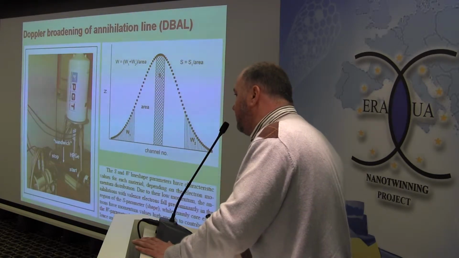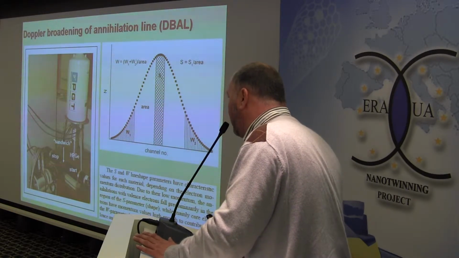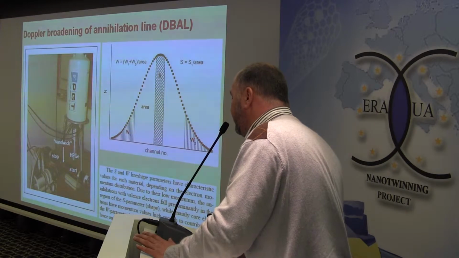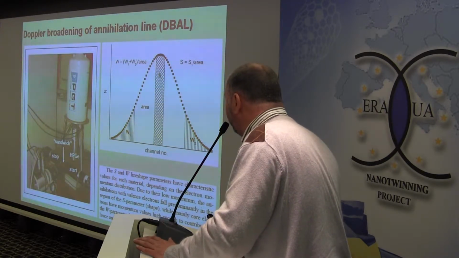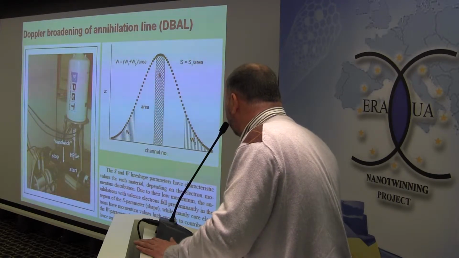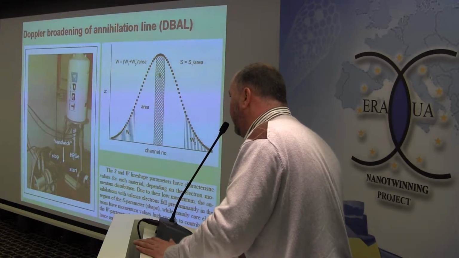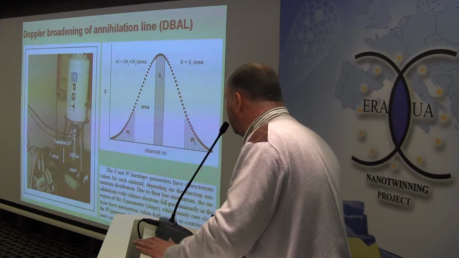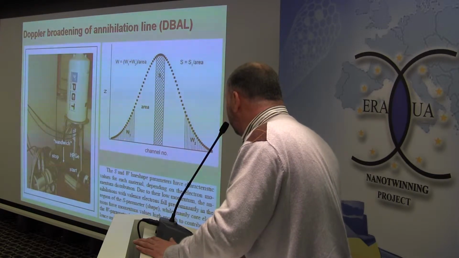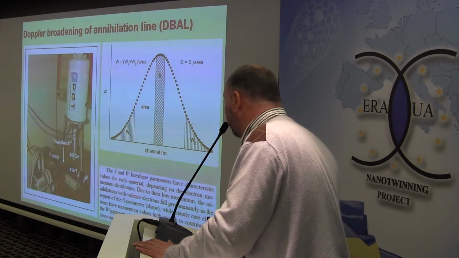Another technique is Doppler broadening of the annihilation line. We consider this technique in terms of Doppler S and W parameters. When the positron annihilates with valence electrons, we have a contribution to the S parameter, the shape of the peak. When the positrons annihilate with core electrons, we have a contribution to the W parameter in the wings of the peak. Sometimes the S and W parameters are called the valence and core annihilation parameters, respectively.